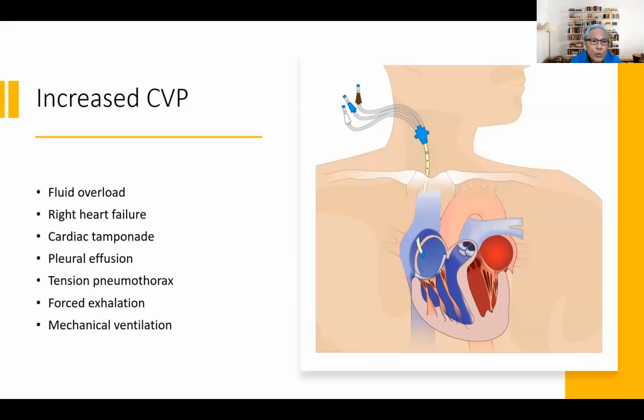There are situations wherein we might have increased CVP, and when there is an increase in CVP, there's usually an associated increase in blood pressure. We're going to have these situations when we have fluid overload, right heart failure, cardiac tamponade, pleural effusion, and also mechanical ventilation.